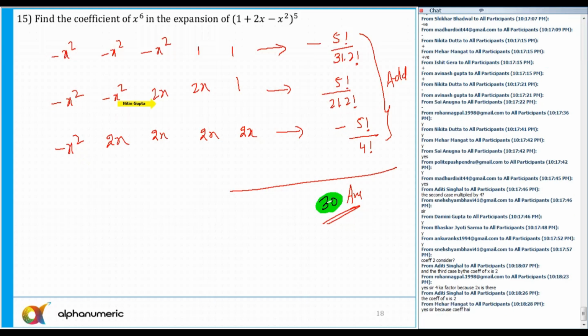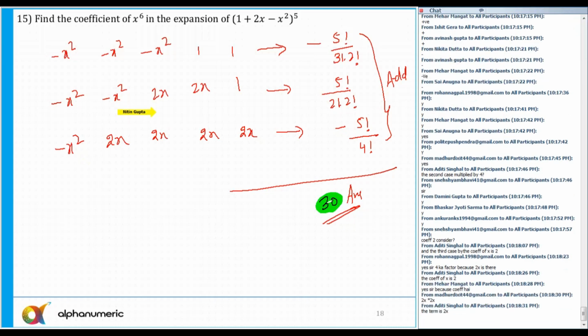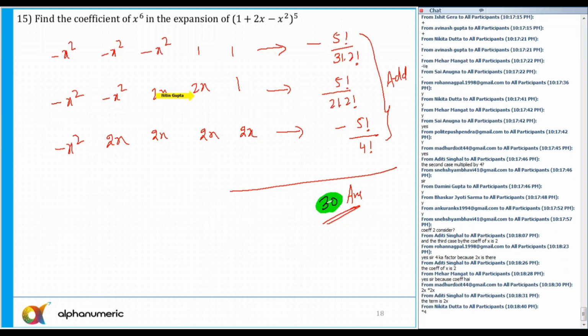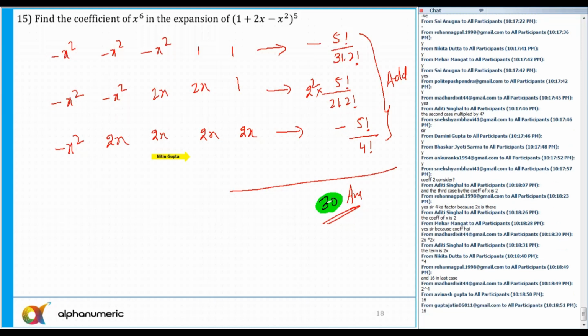Oh yes, that's right. This will be into 2 raised to power 2 square, because 2 into 2 will give me 2 square also. Perfect. Here it will be 2 raised to power 4 in the third case. Yes, that's right, 2 raised to power 4. So into 2 raised to power 4. But the answer will still be 30.